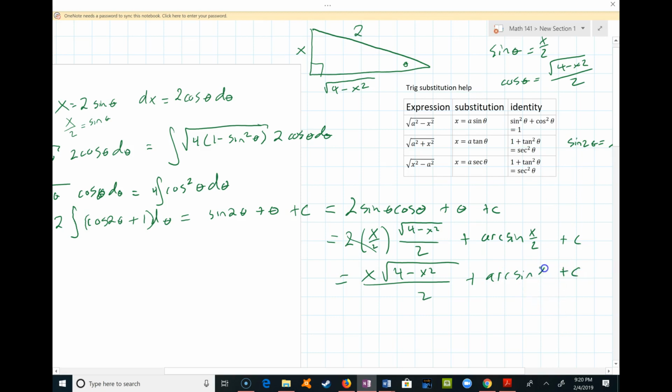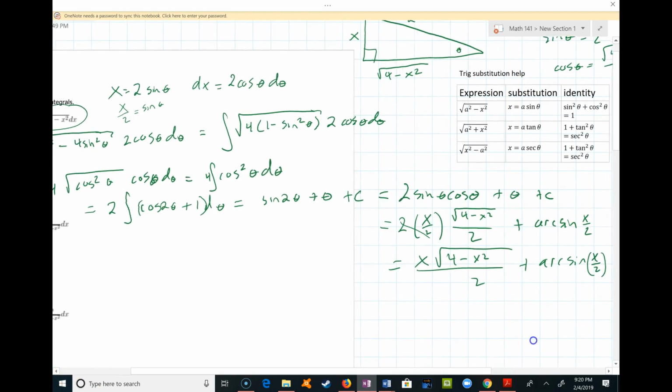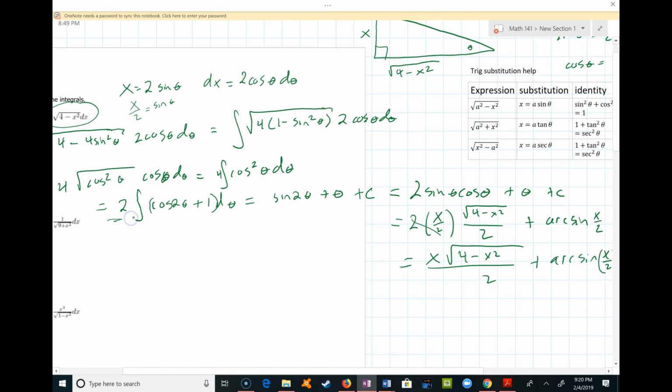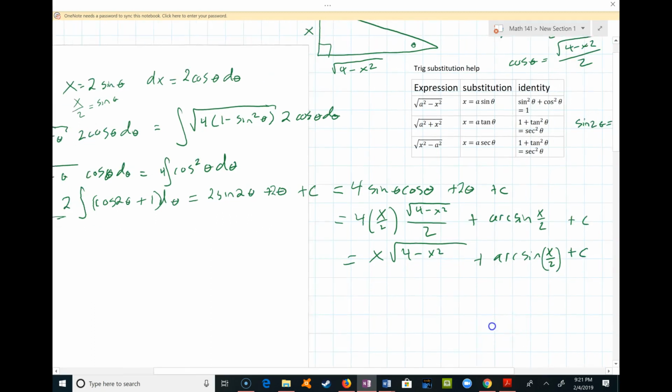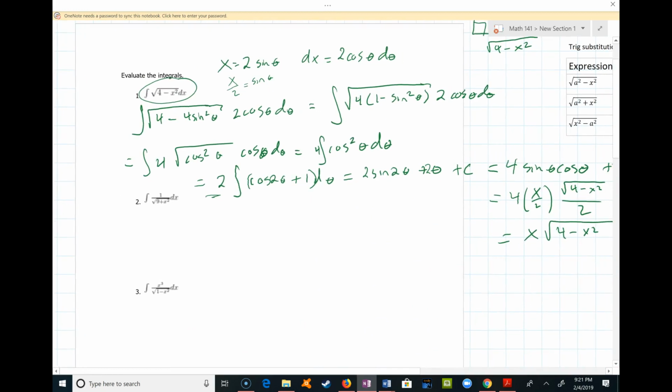That x over 2 is not very pretty. Now I just realized that I forgot something here. There's a 2 sitting out here that I didn't account for. So that 2 should have been sitting right there and right there, which would have made this 4 and this 2, which would have made that 4. And both the 2's would have canceled out, so we wouldn't have that 2 there. That 2 would have just flowed along right there. All right, so that's your first run at trig substitution.